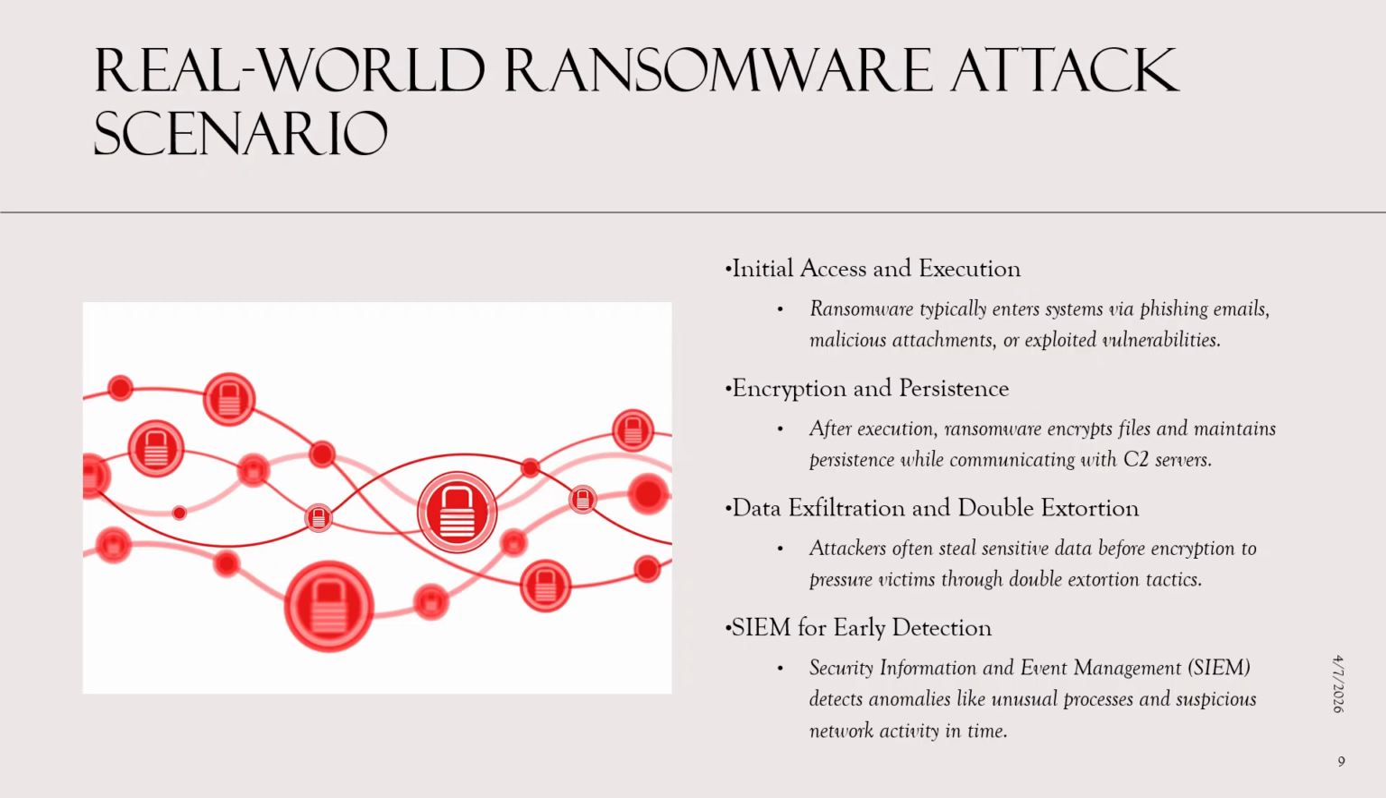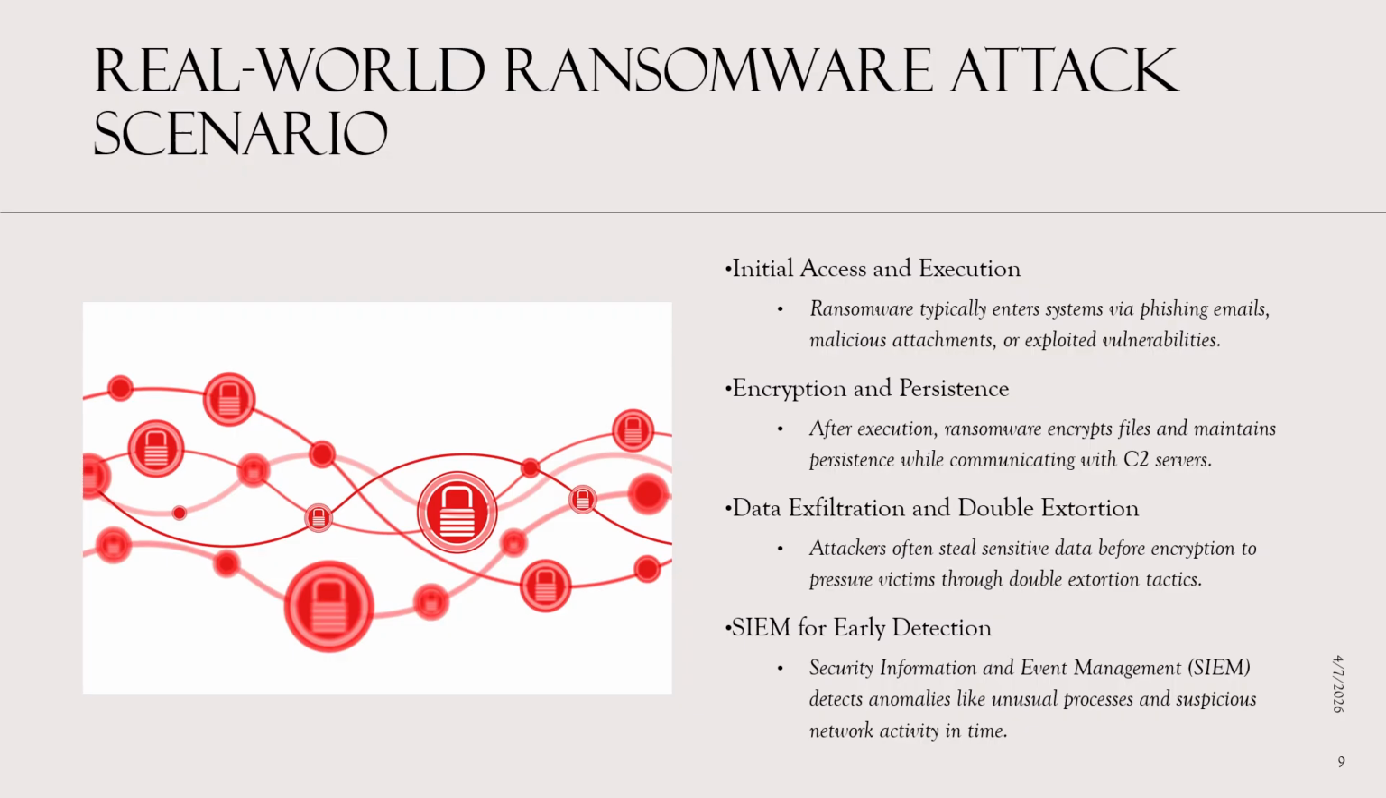Real world ransomware attack scenario. Initial access and execution: ransomware typically enters systems via phishing emails, malicious attachments, or exploited vulnerabilities. Encryption and persistence: after execution, ransomware encrypts files and maintains persistence while communicating with C2 servers.